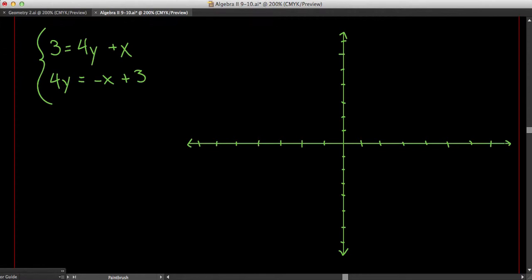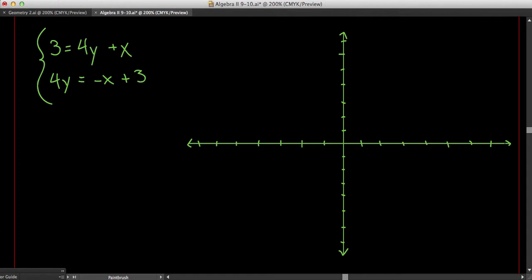So we've looked at consistent independent systems where there's one solution. And then we've looked at inconsistent systems where there's no solution, parallel lines. And the last one that we want to look at is a consistent system as well, but what we call it is a dependent system. So the reason is this because there are infinitely many solutions.